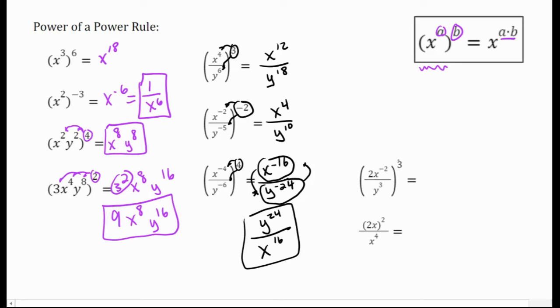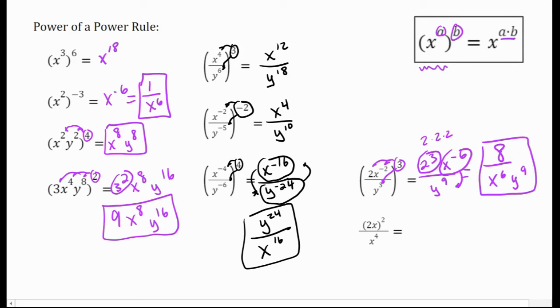My last two here, I'm going to distribute this 3 into all three of these spots. So I get 2 to the power of 3, x to the power of negative 6, y to the power of 9. I'm going to do two things at once here. First of all, 2 to the power of 3 is 2 times 2 times 2, which is 8. And then my negative exponent, I'm throwing to the denominator, which gives me x to the power of 6, y to the power of 9 for my final answer.